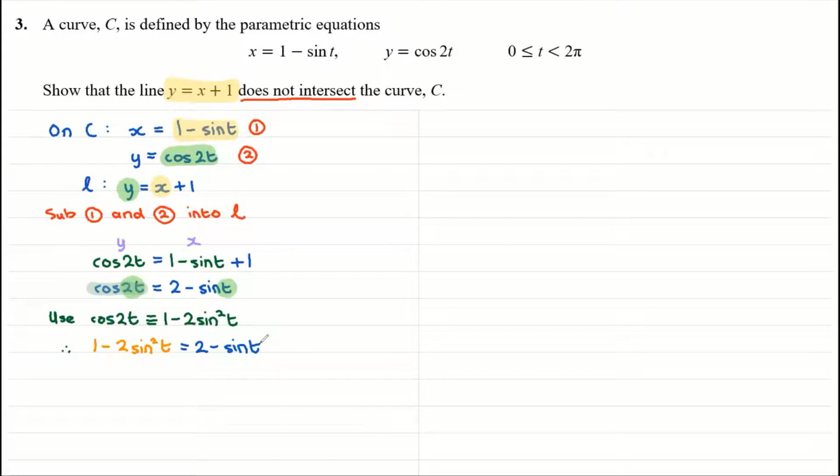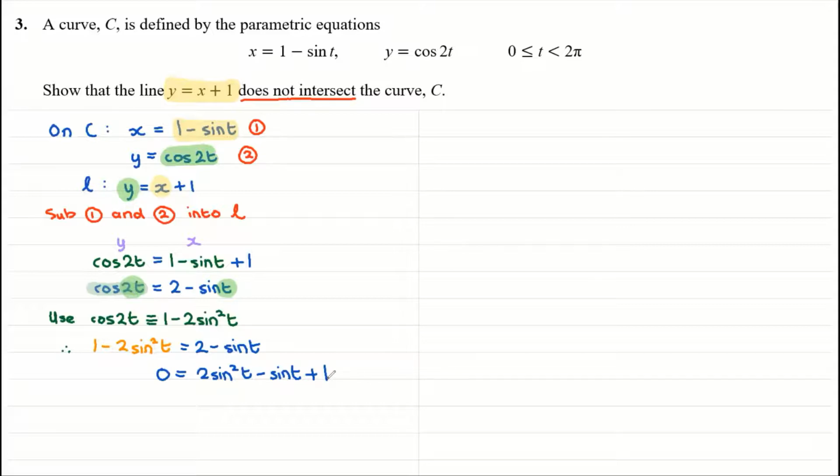Now let's collect like terms, and I'm going to put everything onto the right hand side so I get a nice positive value for sine squared. So I'm going to add 2 sine squared t to both sides and subtract 1. So I'm going to get 0 is going to equal 2 sine squared t, and like I said, I'm subtracting 1 from both sides. So subtract sine t and then plus 1. So I now have a quadratic in disguise, or just a quadratic, depending on how you look at it.